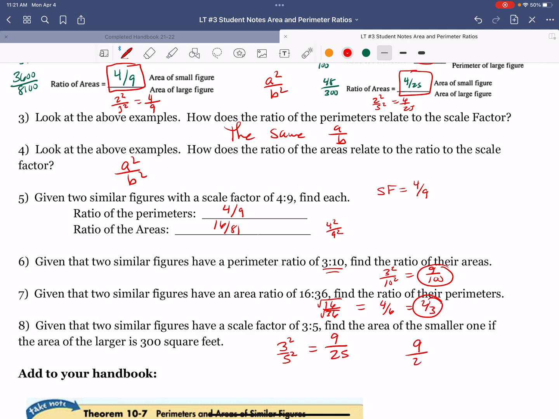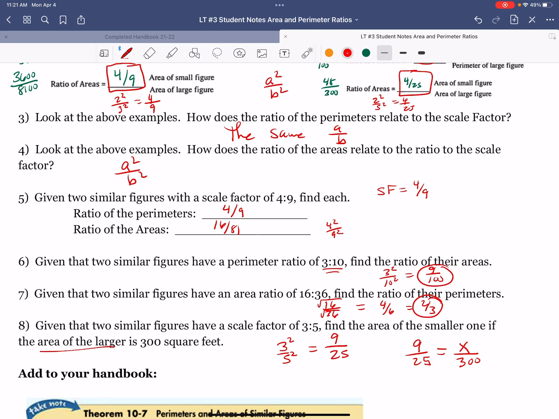So what I'm going to do is set 9 to 25 as my ratio of the areas equal to, now it says the area of the smaller one to the area of the larger one, if the area of the larger one's 300 feet. So the 300 feet goes down here, and we put X for the smaller. Now, because I had the areas smaller to larger, I do the same over here, smaller to larger.